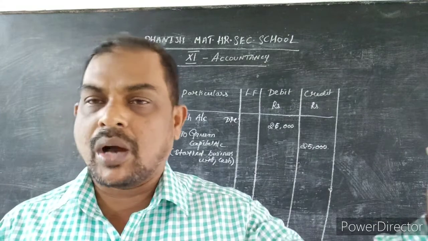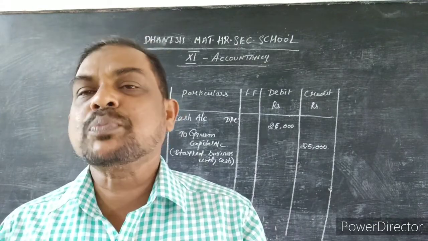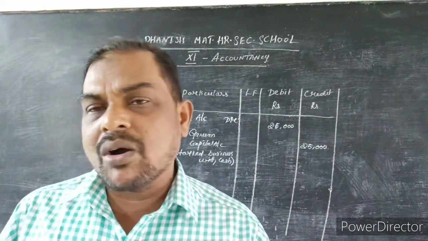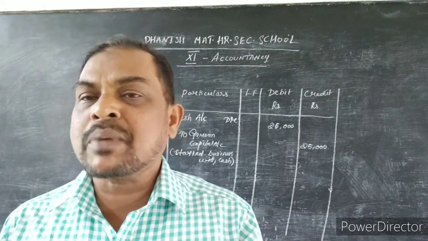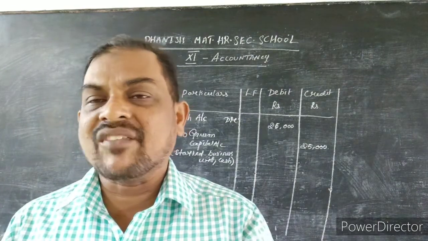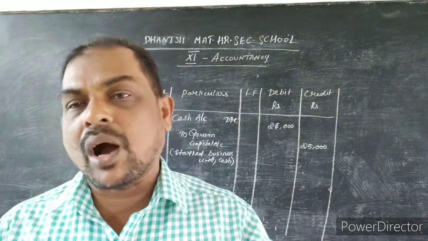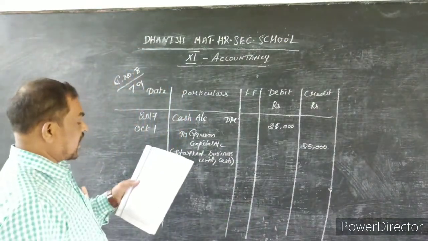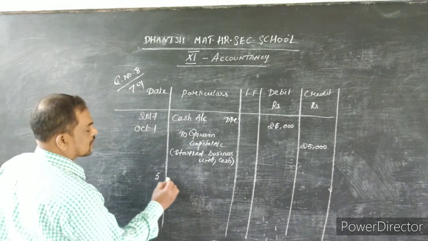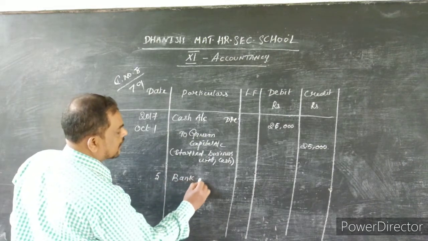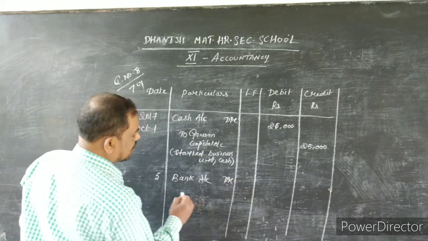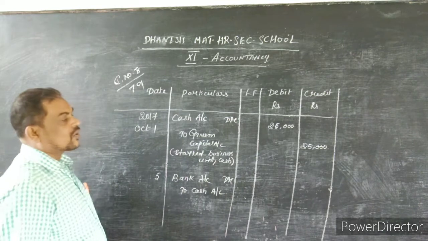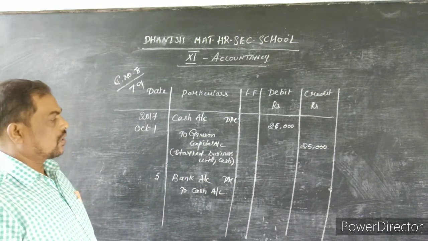Here cash is going out. As per the real account rule, cash is going out, so cash will be credited. Who will receive this amount? Bank is receiving this amount. As per the personal account rule, debit the receiver. So bank will be the receiver and cash is going out. So the second journal entry is bank account debtor to cash account.